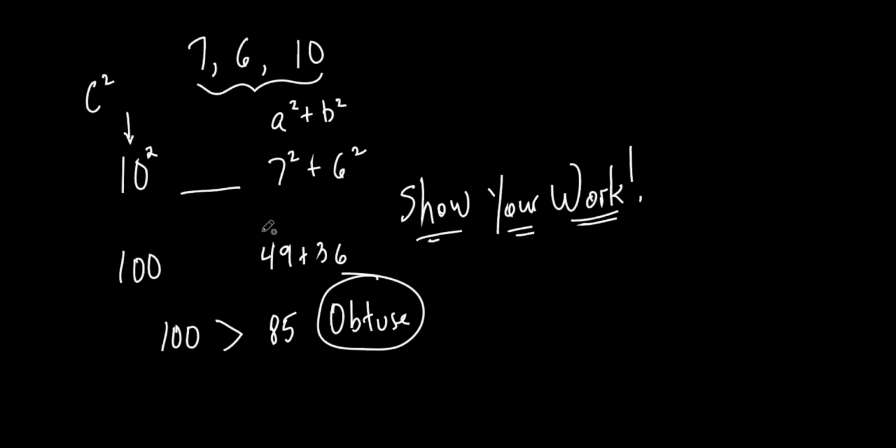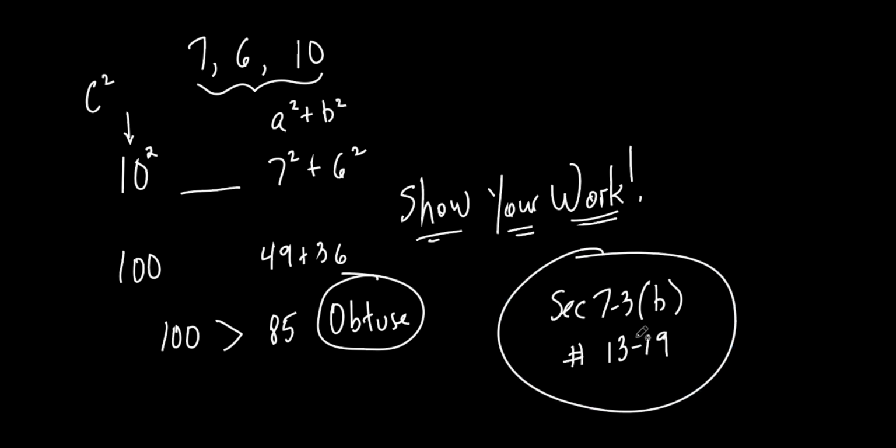All right, your homework is 13 to 19. So it's section 7.3b. And it's numbers... Oh, wait a minute. It's maybe not that. Hold on. Yeah, I was right. 13 to 19. That's your homework. That's due tomorrow.